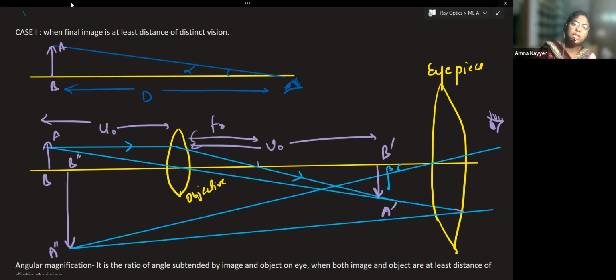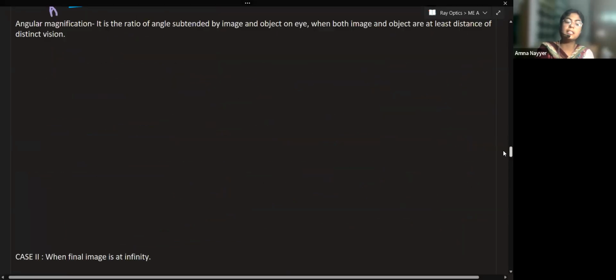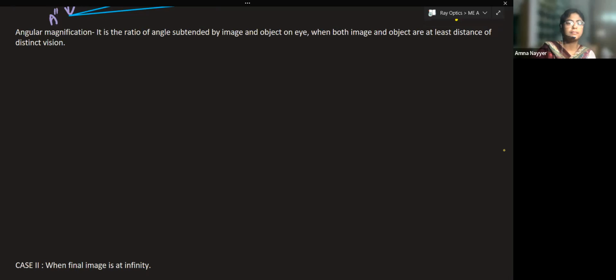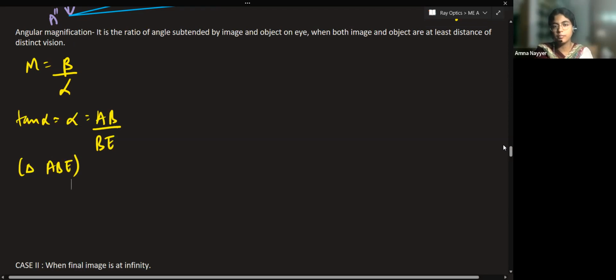Now see, when you study magnification, the definition will still remain the same. The definition will still be tan beta divided by tan alpha, that is, beta divided by alpha. So see here how the difference will arise. Magnification is beta by alpha, and tan alpha will still be the same. Tan alpha will be equal to AB by BE from triangle ABE. Now in tan beta, you'll have a different triangle.